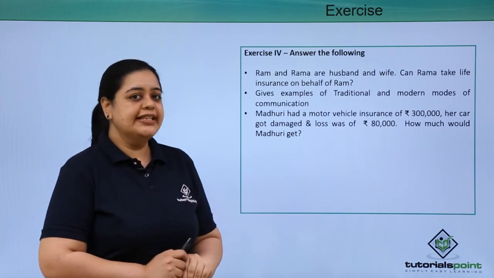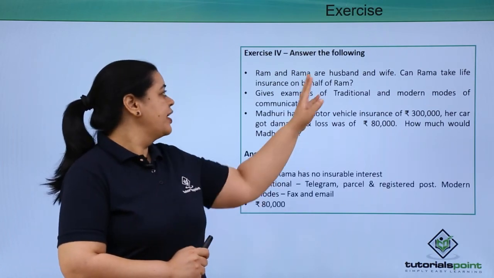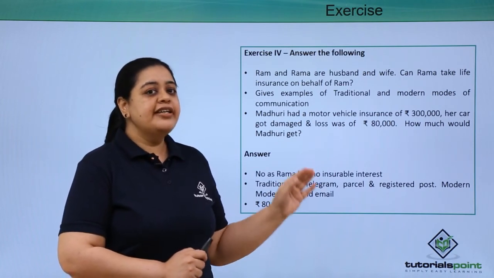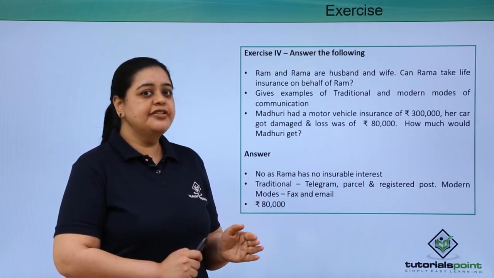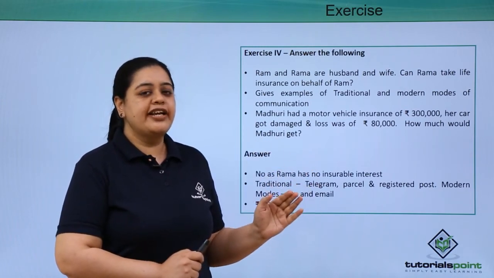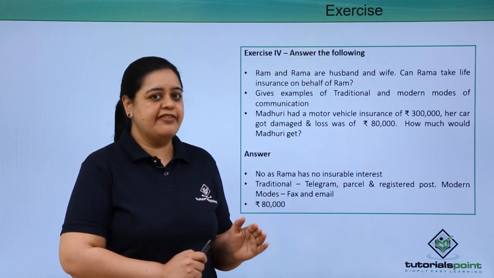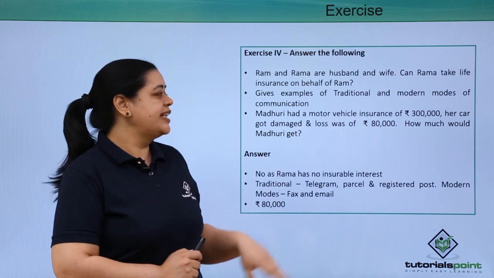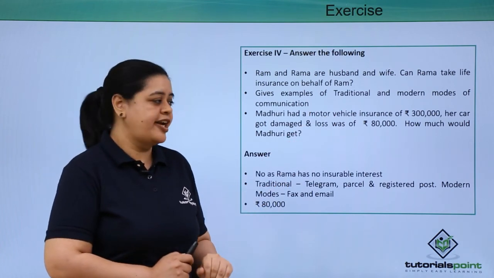Now let's see the answers here. Remember, Rama does not have an insurable interest here. When you are taking life insurance, if Ram wants to take life insurance, he will have to take it himself in his own name. Rama cannot take insurance on behalf of Ram.